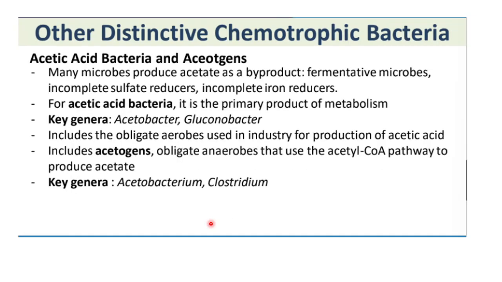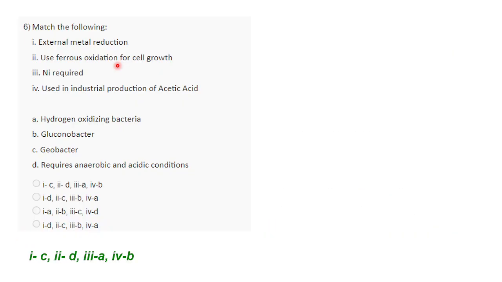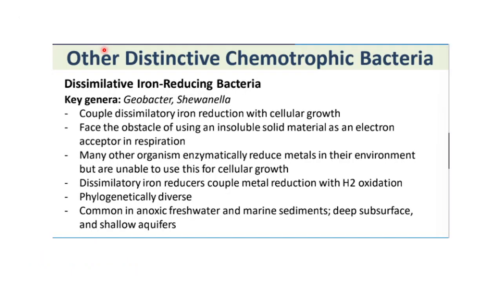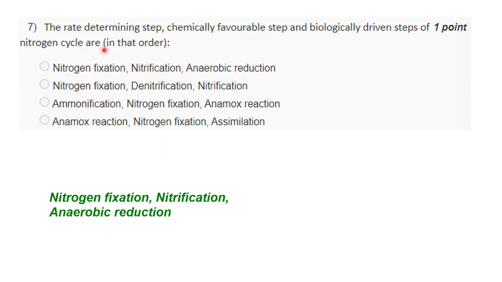Next is acetic acid bacteria. Gluconobacter is a very popular acetic acid bacteria, and in the industrial preparation of acetic acid, gluconobacter is also used. It includes the key genera Acetobacter and Gluconobacter, and it includes the obligate aerobes, and it's used in industrial production. Gluconobacter is then used in the industrial production of acetic acid. Then the last one that was left was D, which is to use ferrous oxidation for cell growth. So this match and pair, what she said is correct. Moving on to the next question.